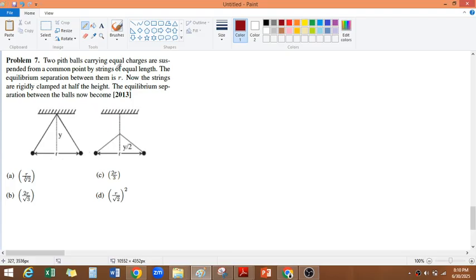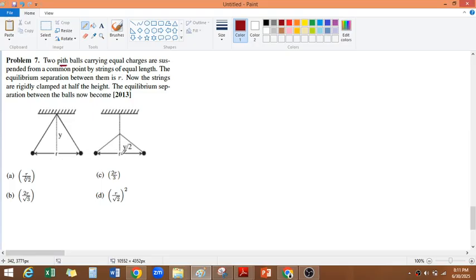Two pith balls carrying. Don't worry about these words. Okay, it just simply means that it's some charged ball. Two pith balls carrying equal charges are suspended from a common point by strings of equal length. Equilibrium separation between them is R. Okay. Now the strings are rigidly clamped at half the height. So instead of putting it over here, they are putting it in y by 2 height level. Equilibrium separation between the balls now becomes, so that means they are asking you to find the distance d.